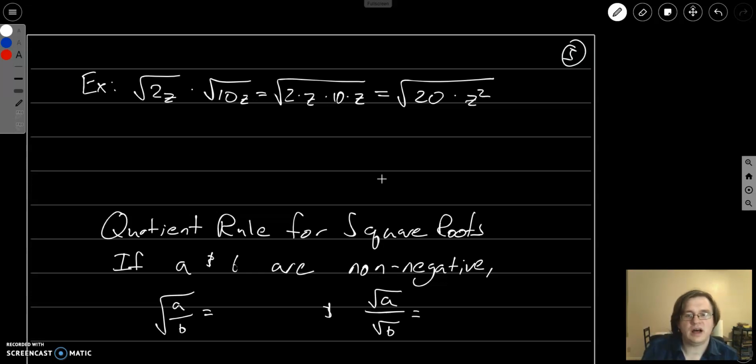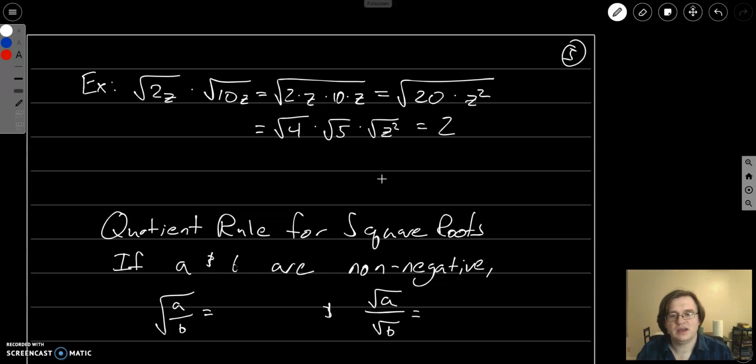And then from here, I can look at this and I can go, I see some perfect squares popping out of here. 20 is going to be the product of 4 and 5. And then lastly, I've got the square root of z squared. And this is pretty straightforward. The principal square root of 4 will be 2. 5 can't be factored anymore. It doesn't have any more perfect squares as factors. And the principal square root of z squared will be the absolute value of z.